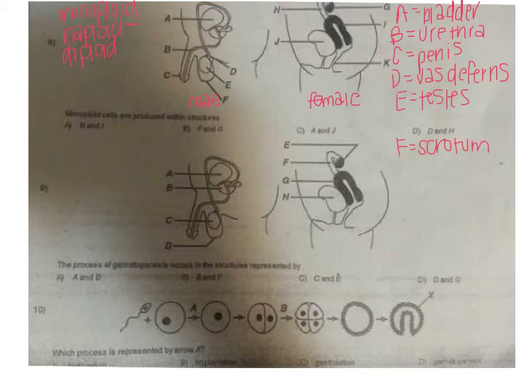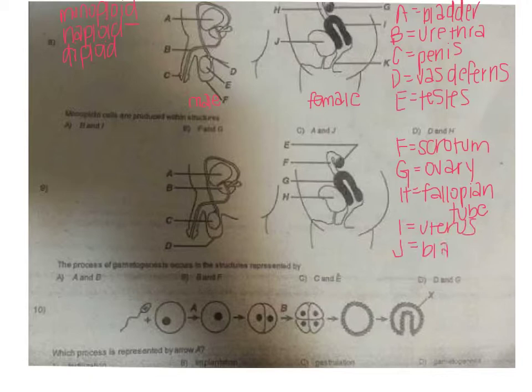Now in our female, G is going to be the ovary. H is the fallopian tube. I is going to be the uterus. J is going to be the bladder. And K will be the vagina.